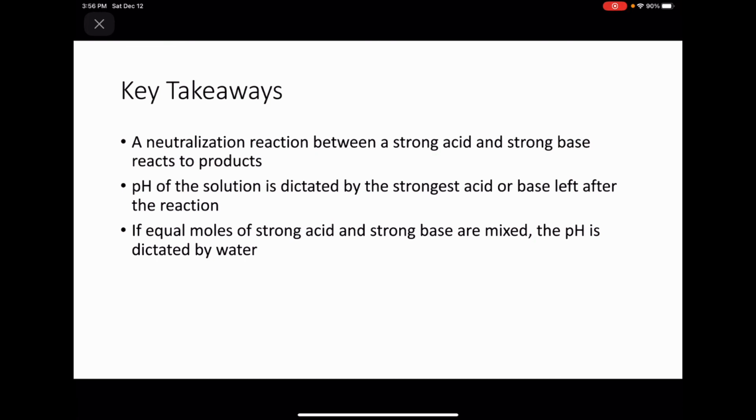What's the strongest base left after the reaction? That dictates our pH. And if we're at the equivalence point where we have equal moles of strong acid, strong base, the pH is the pH of pure water.